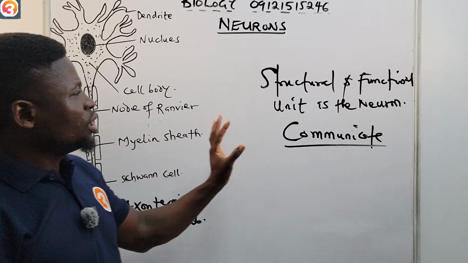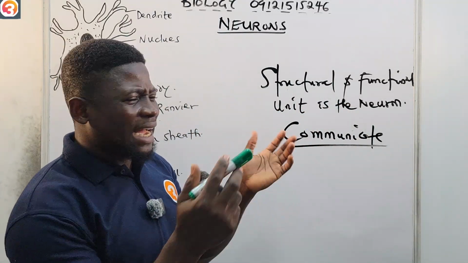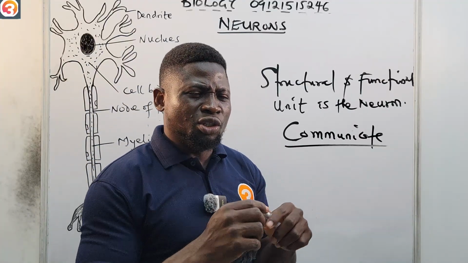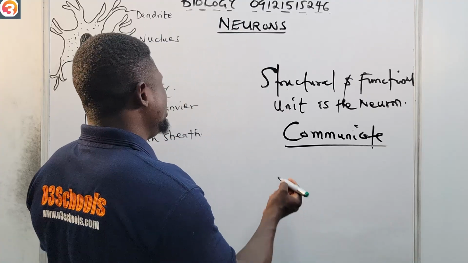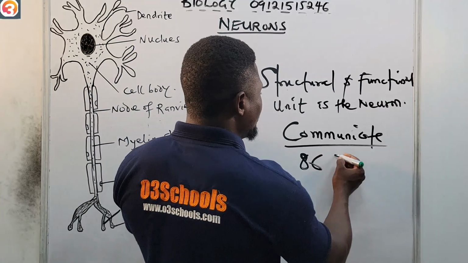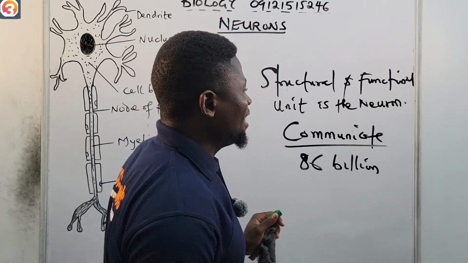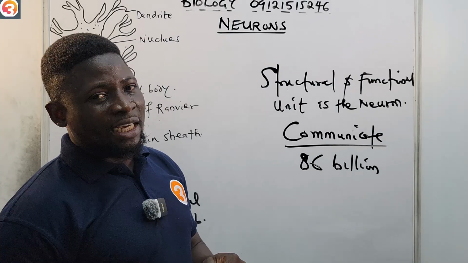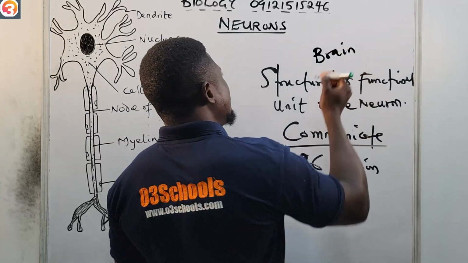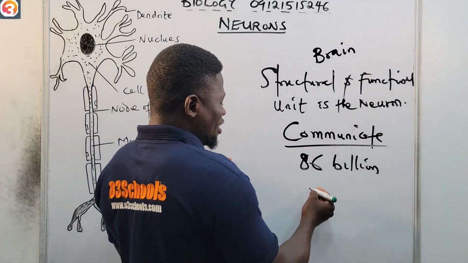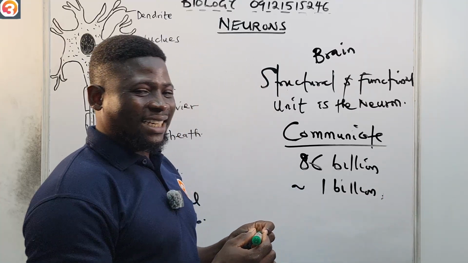So neurons are able to do all of those things, memorize and regulate voluntary and involuntary action, by communication. Neurons communicate with one another. There are approximately 86 billion neurons in the human body, and most of them are in the brain. In the spinal cord, we have approximately 1 billion neurons.